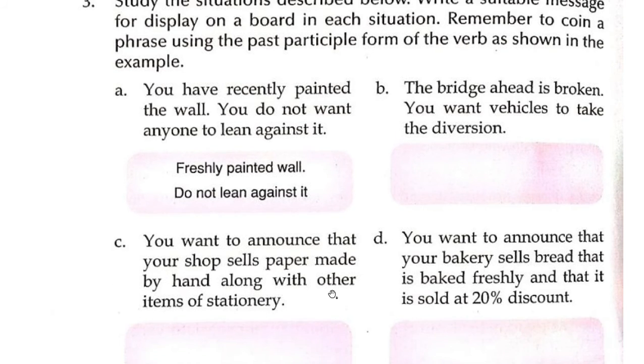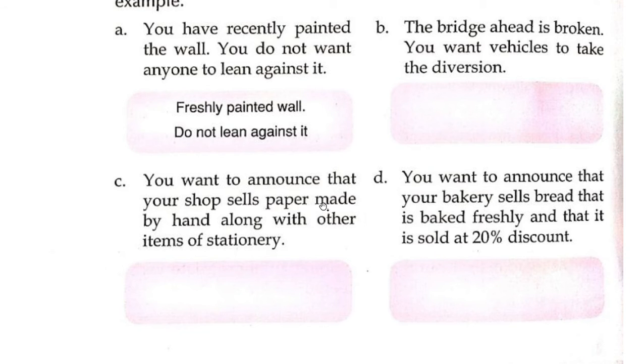Then you want to announce that your shop sells paper made by hand along with other items of stationery. So what message can you write here? Handmade paper available here. You can write handmade paper available here. You want to announce that your bakery sells bread that is baked freshly and that is sold at 20% discount. What message can you write? Fresh baked bread at 20% discount available here. You can write like this.